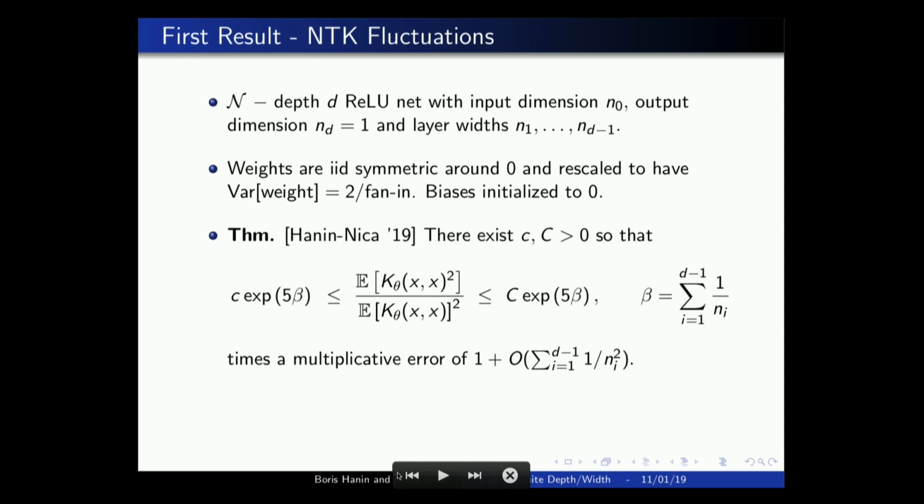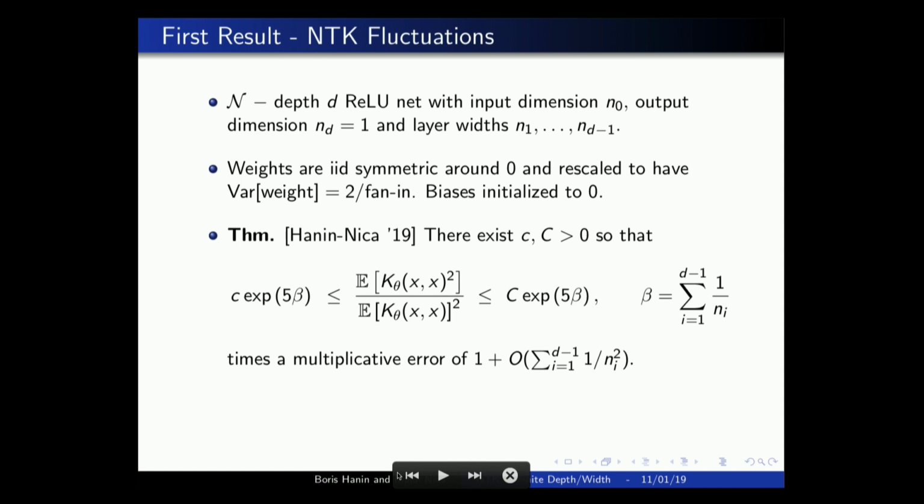So the theorem is that there are two constants, little c and big C, which are universal constants, which have the following property. So if you look at the normalized second moment of the NTK, so you take K_theta and you look at it on the diagonal, the two inputs are equal, and I look at the expectation of the square divided by the square of the expectation. So this is the kind of thing that converges to 1 when you fix the depth to be something and you let the width go to infinity, because you have no non-trivial fluctuations, and it's asymptotically just a constant.